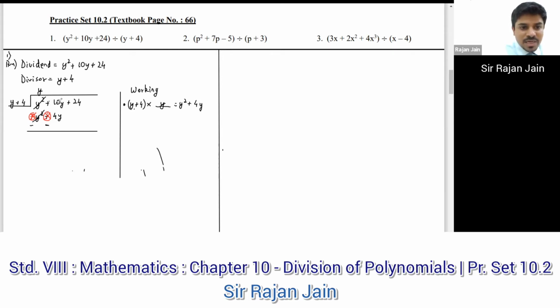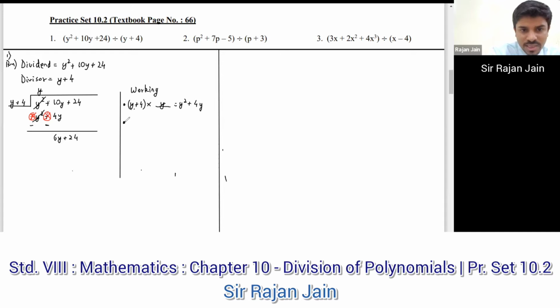Then plus 10y minus 4y will become plus 6y. And this plus 24, you will get it down as it is. No need to change the sign of this 24. Sign kiska change hoga? Sign only of those terms will change which you are writing it on the second line. I hope I have made myself clear. Okay. Now that plus 24, I write it down as it is.